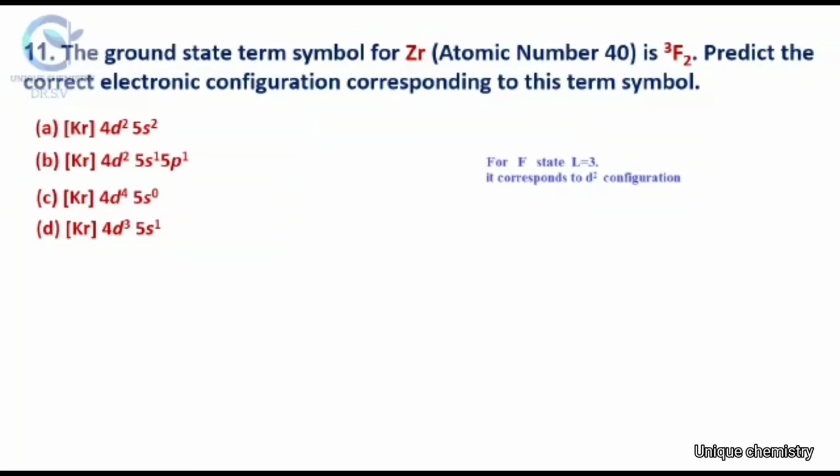But for option A, only 2 unpaired electrons are present. For option B, there are 4 unpaired electrons present. So the spin multiplicity for B is 5, and the spin multiplicity for A is 3. So that's why option A is the correct option.